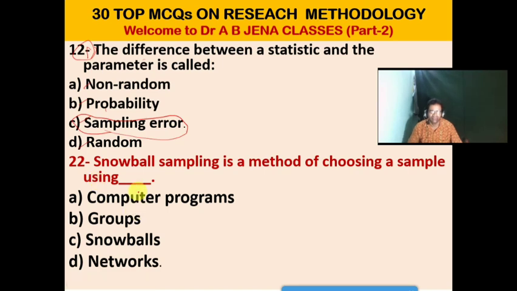So next one, MCQ, snowball sampling is a method of choosing a sample by using what? A, it's computer programs, B, it's a group, C, it's snowballs, D, it's a network. So friends, D is the right option for this MCQ. Snowball sampling is a method of choosing a sample by using the network. So D is the right option for this MCQ.